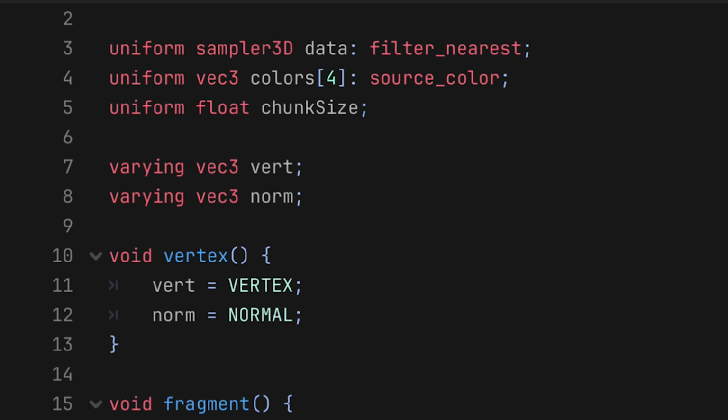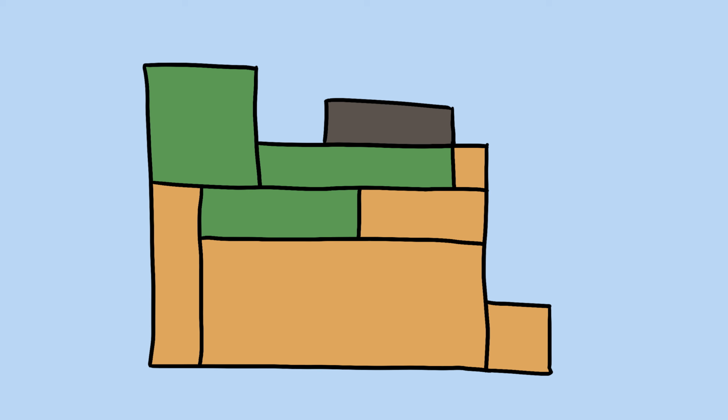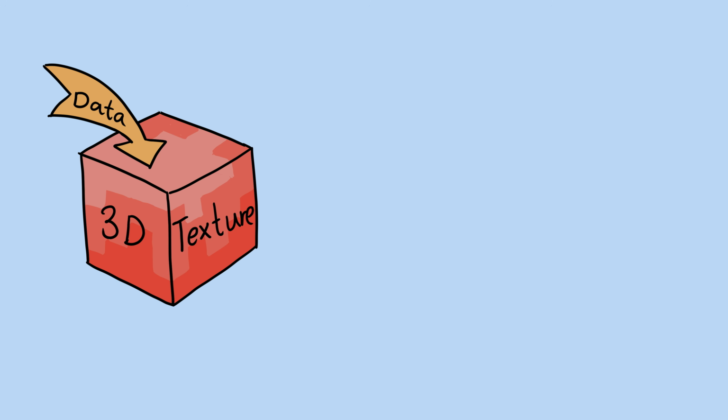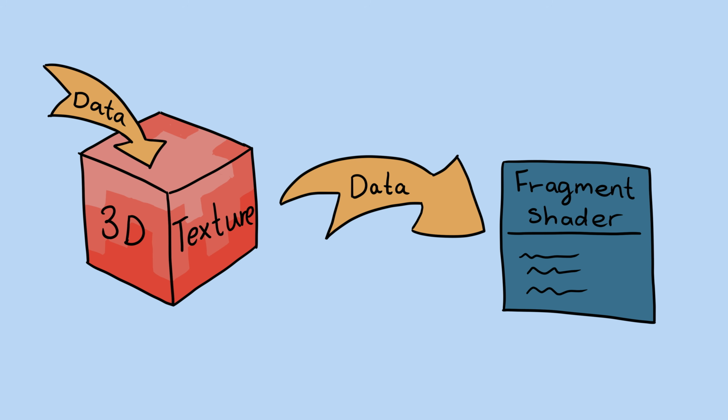In this video, I'll make a small adjustment to my greedy meshing algorithm so each quad can cover multiple voxel types. I'll then show how I use a 3D texture to transfer voxel data to the fragment shader at runtime, and use this to color the mesh.